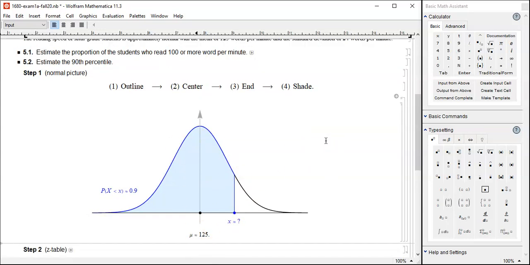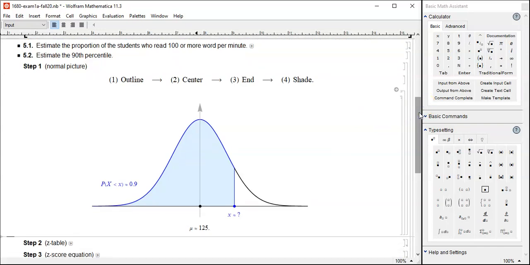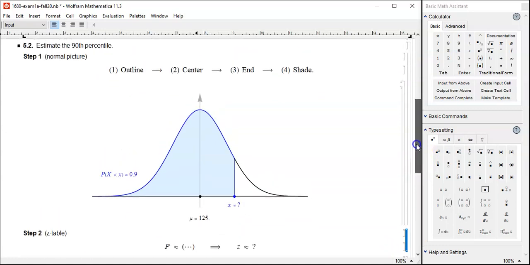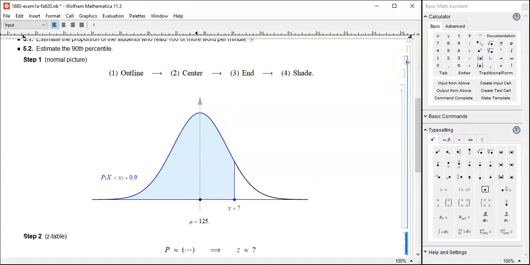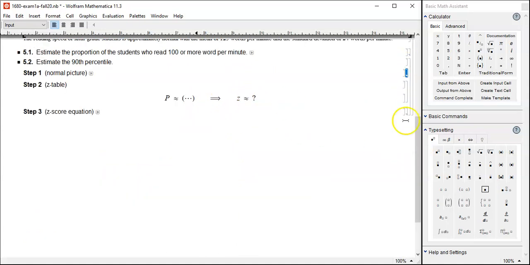Okay, we have the picture. Next, this is a backward problem, so you have to look up the table first. Look up the table and find the appropriate z-score associated with this picture. Shaded to the left is 90%, so in your z-table, look up some number close to 90%. And then that's going to be a z-score. Exactly how you do that, I'm not going to reveal because you are supposed to do those. And once you do that, you're going to get the z-score.